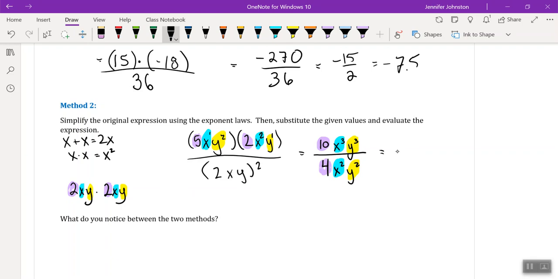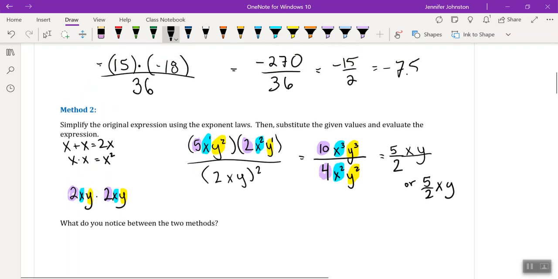The 10 divided by 4 can simplify. They're both divisible by 2, so 5 over 2. The x's, since we have 3 x's on top and 2 x's on the bottom, these can subtract to give us 1x. And then we have 3 y's on top and 2 y's on the bottom. 3 minus 2 gives us 1 y. And since they're not negative, they both just stay on the numerator. So you can write it like that, or you can write it like 5 over 2 xy.